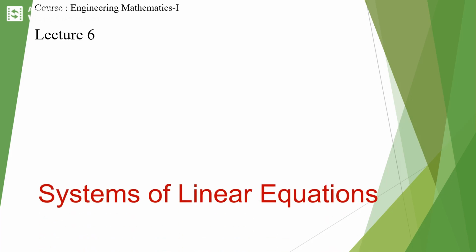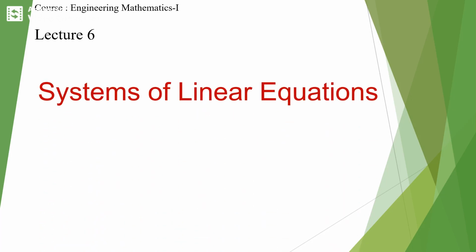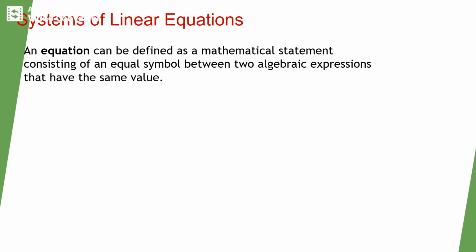Now, lecture 6, system of linear equations. What is a system of linear equations? First we talk about the equation. An equation can be defined as a mathematical statement consisting of an equal symbol between two algebraic expressions that have the same value. We can write x squared plus y squared is equal to a squared. This is an equation of a circle.